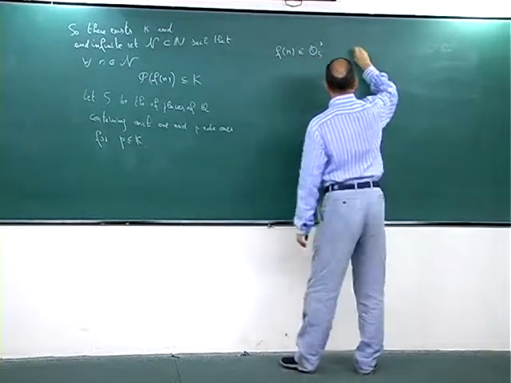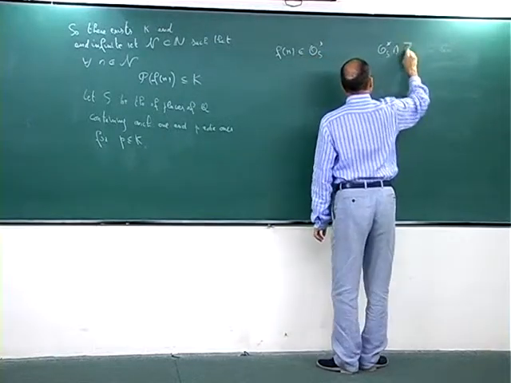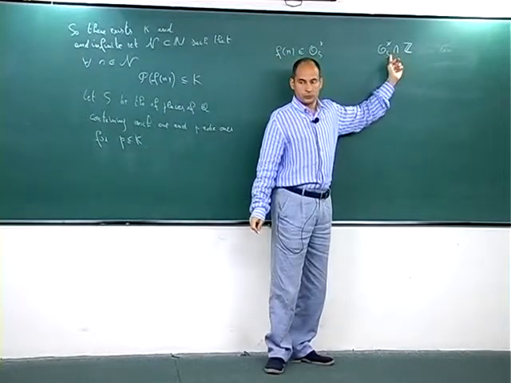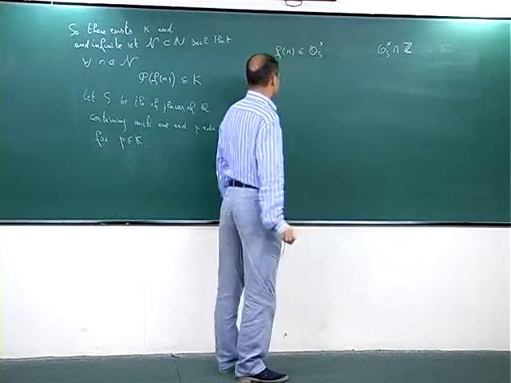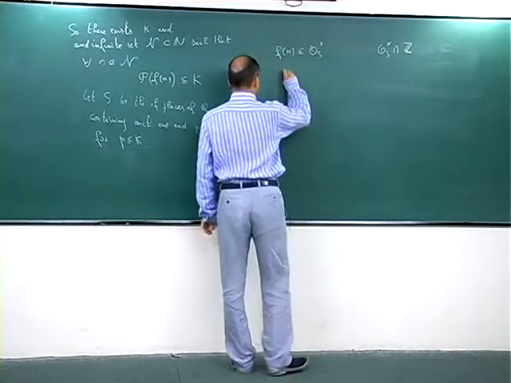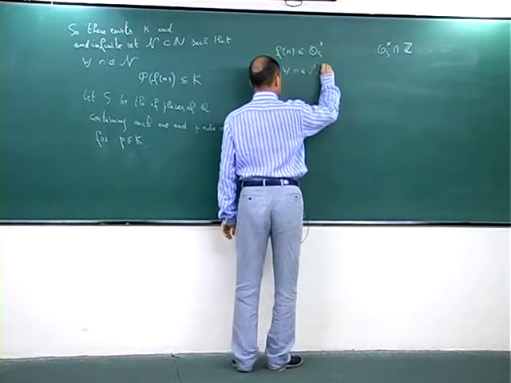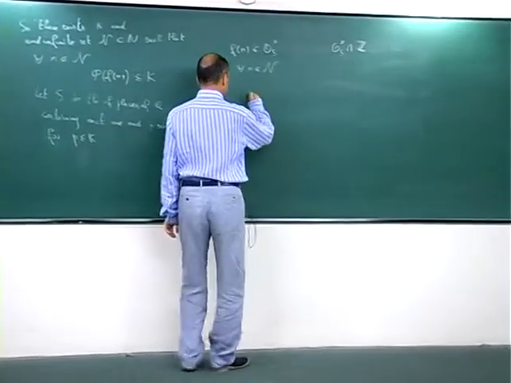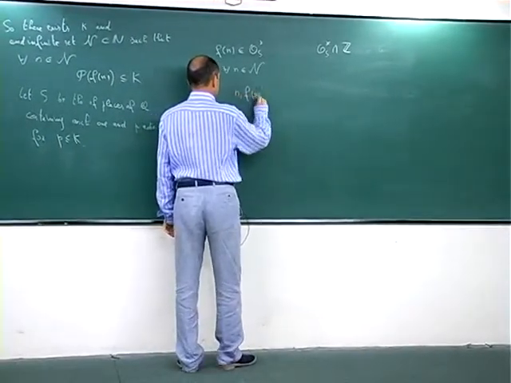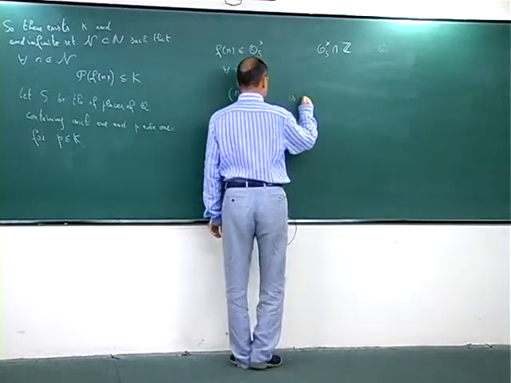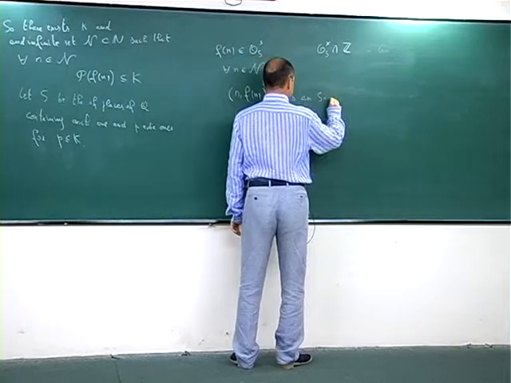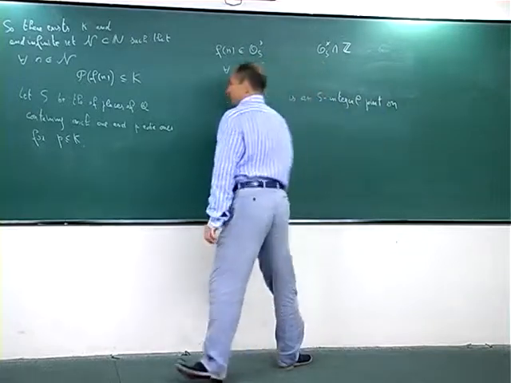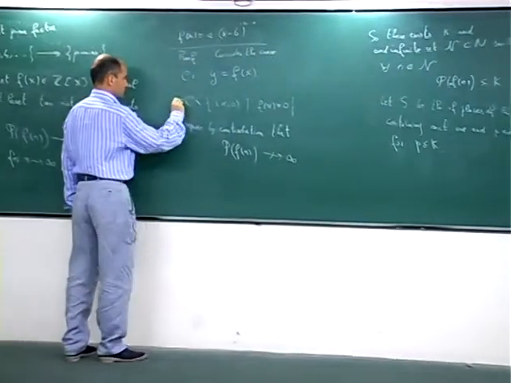Actually, it is in the semigroup formed of S-units which are also integer numbers, but I don't use this fact, for all small n. And so I claim that the pair n, f of n is an S-integral point on this open subset of C, call it C star.